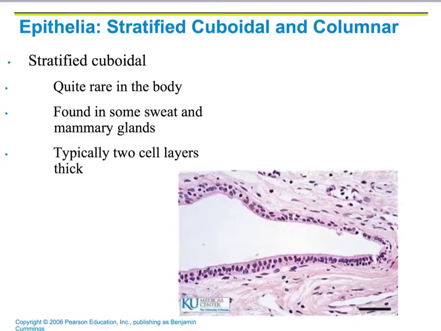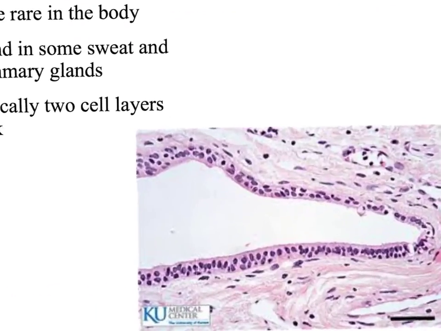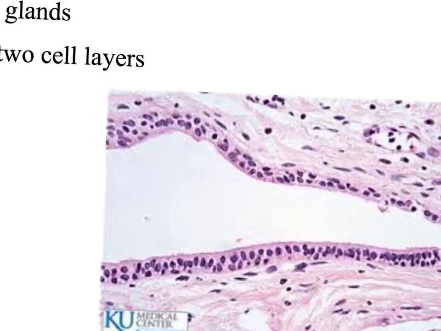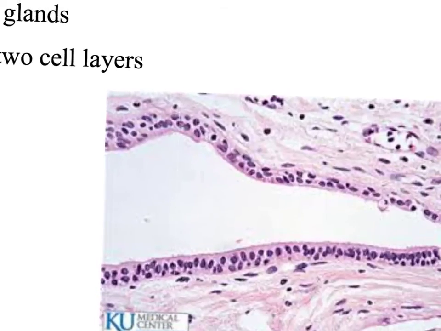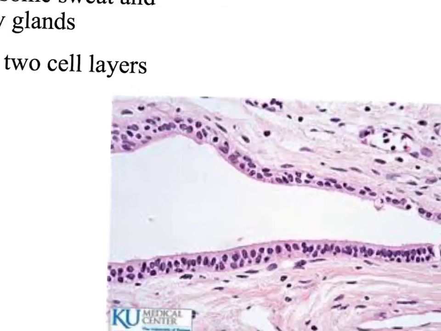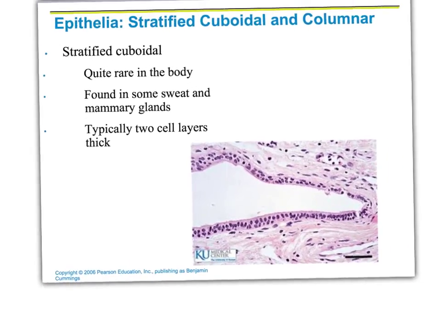Okay, it's stratified cuboidal and columnar. Stratified cuboidal is rare in the body. You only find it in some sweat glands and mammary glands, and it's really only about 2 layers. You can see in this picture, I'll zoom in a little bit here, that it's just 2 layers. Again, the purple dots are the nuclei, and you just see 2 of them. Okay, so this is stratified cuboidal.